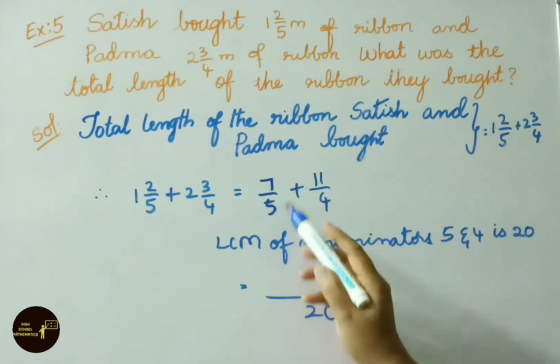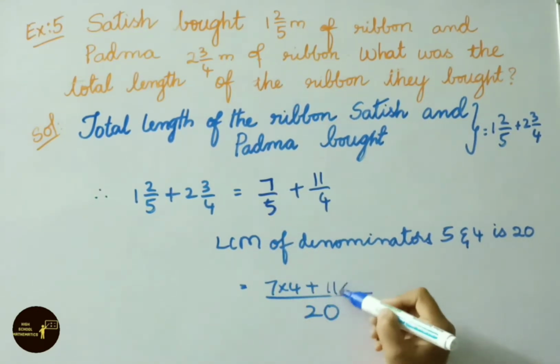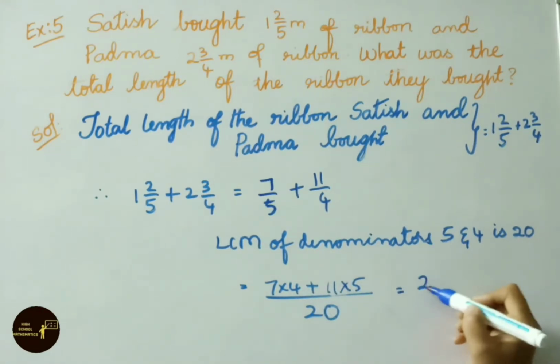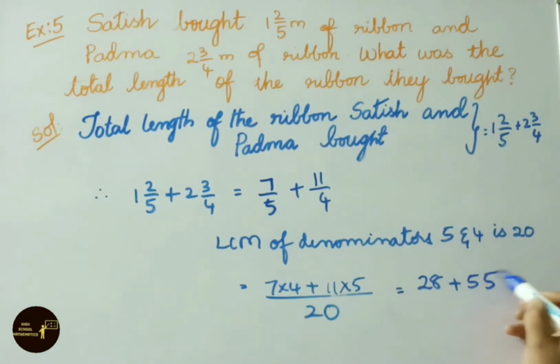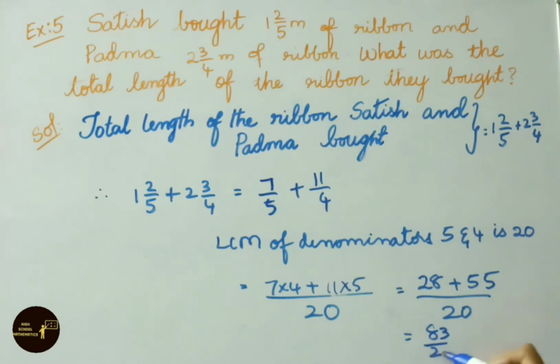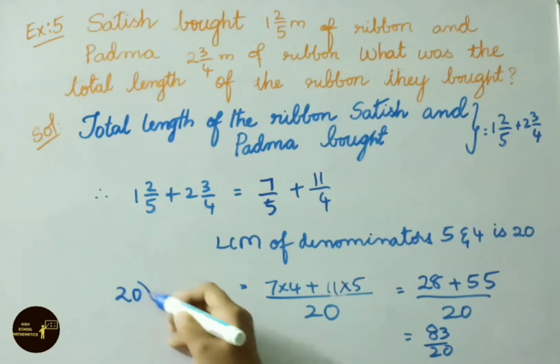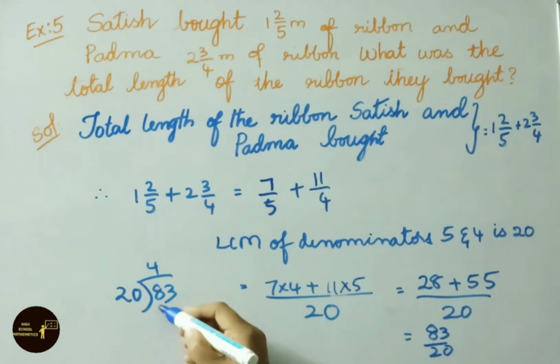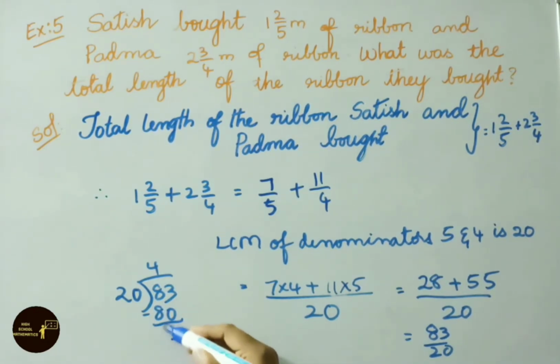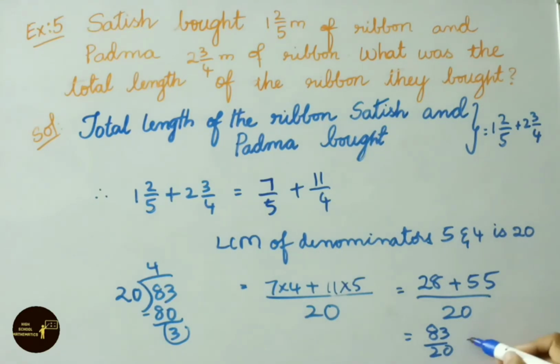Now cross multiply 7 into 4, 11 into 5. That equals 7 4s are 28, 11 5s are 55, by 20. That equals 28 plus 55, answer is 83, 83 by 20. Still this can be further simplified by doing the division with 20. 20 4s are 80. 83 minus 80, remainder is 3. So the answer is 4 3 by 20. Therefore, the length of the ribbon Satish and Padma bought is 4 3 by 20 meters.